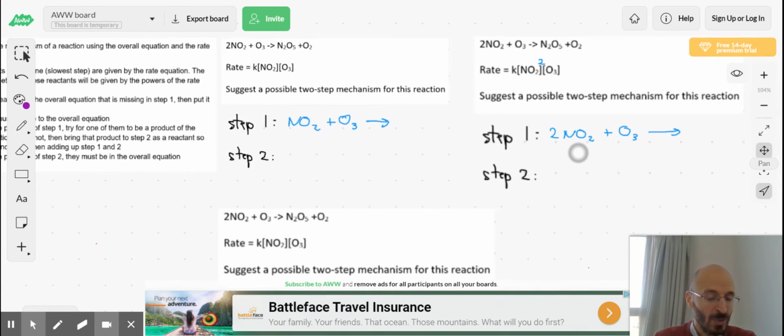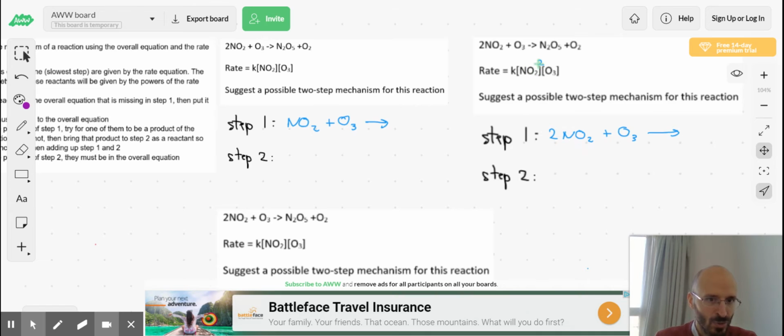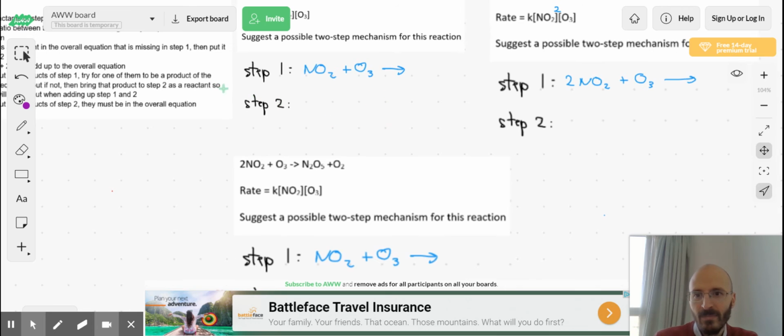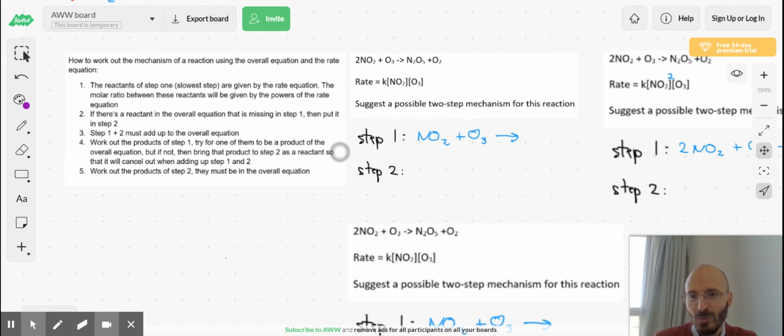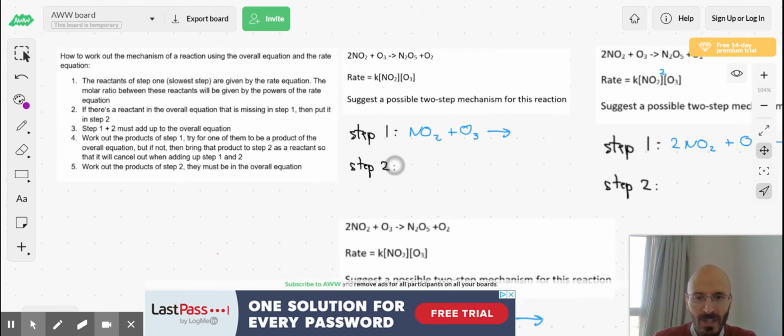If the rate equation was different, if it was NO2 squared, then in the rate determining step, you will have 2 NO2. Right, so we carry on. By the way, the method is here if you want to read it and stop the video, that's fine.